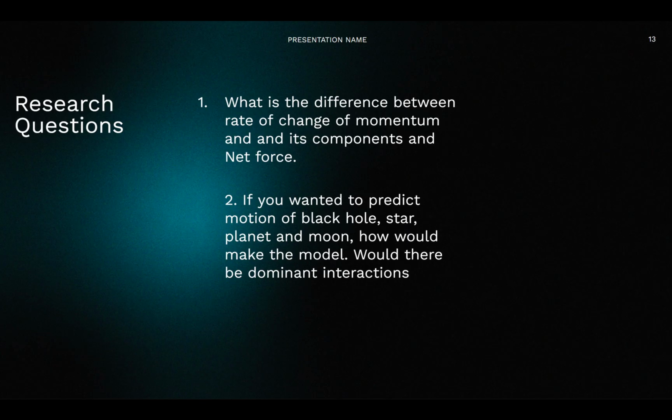And if we want to predict the motion of the black hole, star, planet, and moon, how would we make a model, and would there be any dominant interactions? To make a model, our F net would be a combination of all the gravity from all of these forces, and there would definitely be dominant interactions because some objects are more massive than others. For example, the black hole is more massive than the moon, so its gravitational force would be much larger than the moon. So the moon would have much less force acting on whatever we want.